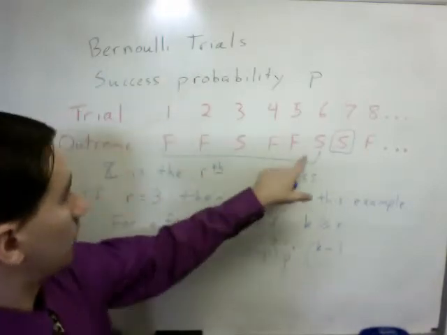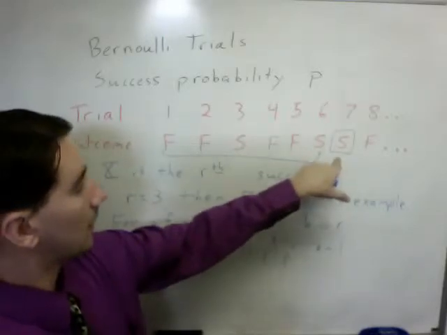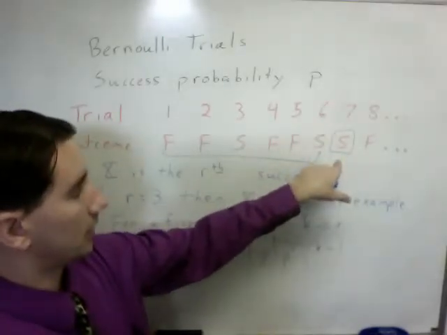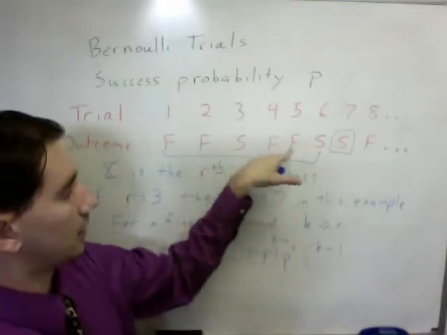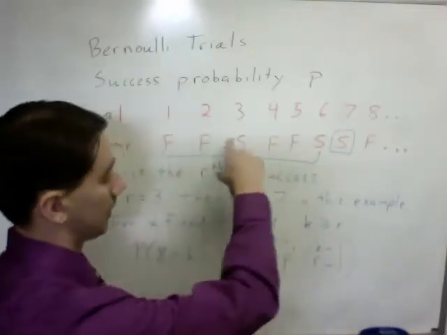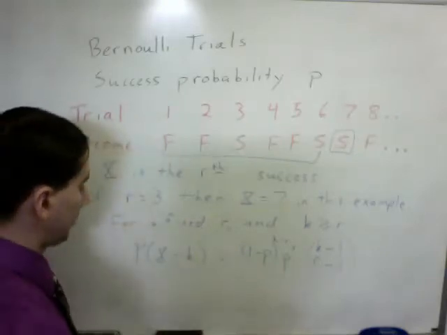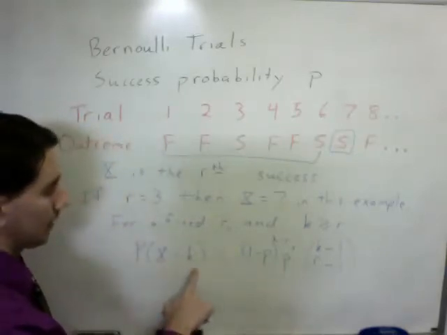And then we're going to choose, if we're looking for the rth success, so for the 3rd success, the last one has to be the 3rd success, so there's going to be r minus 1 successes before that. So we're going to choose r minus 1 places to put those successes. And so this is the distribution for x, if we're looking for the kth success.